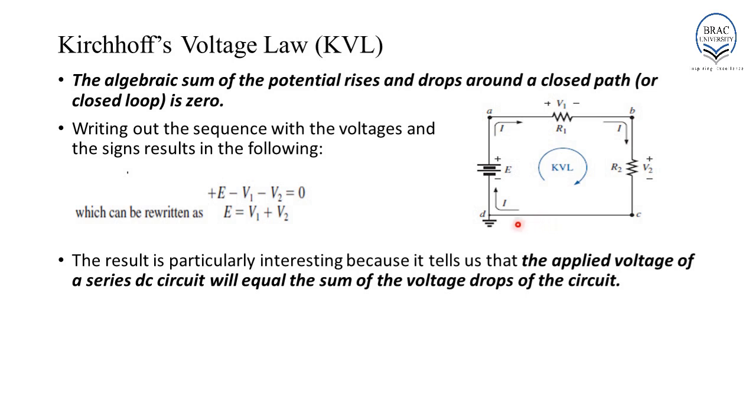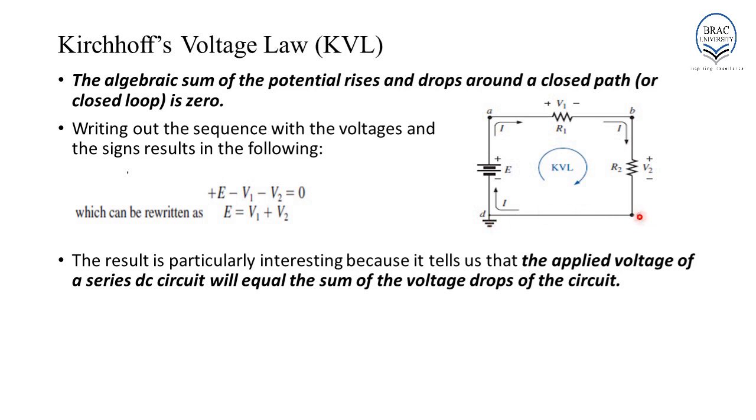So, in order to form a closed path or closed loop, suppose if we start from here, then we have to come back to this point to create a closed loop or closed path. Now, consider node D. Node D is grounded, which means it is at zero potential.